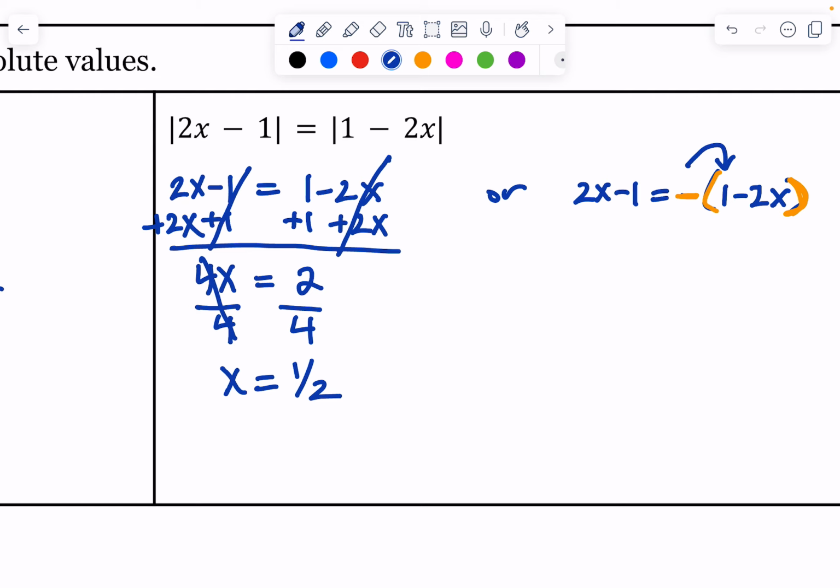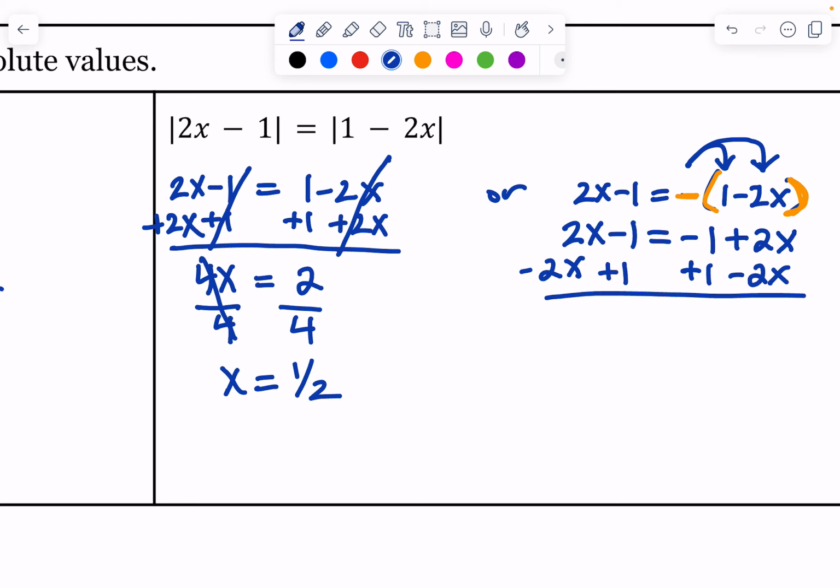On the second part, we're going to distribute the negative. So I'm going to have 2x minus 1 is equal to negative 1 plus 2x. I'm going to go ahead and add 1 to both sides and subtract 2x from both sides. These cancel, and these cancel, so this is kind of crazy. We get 0 equals 0.